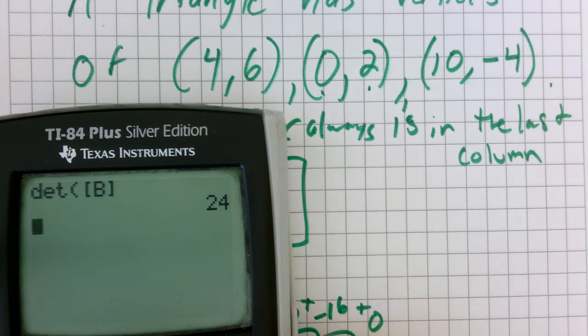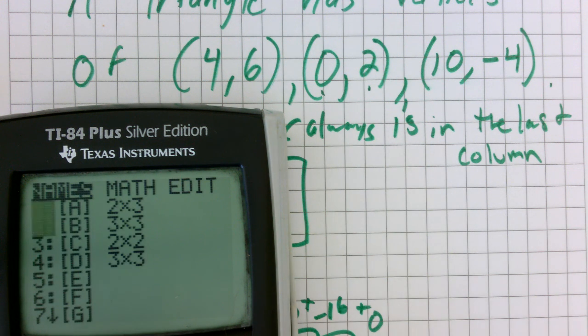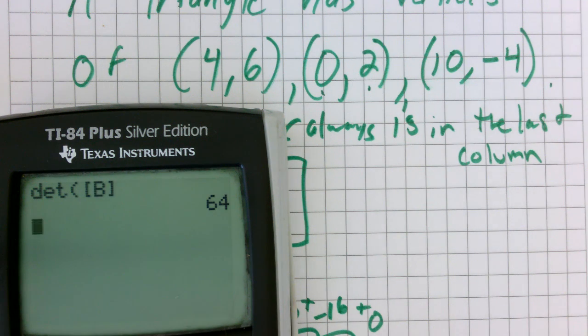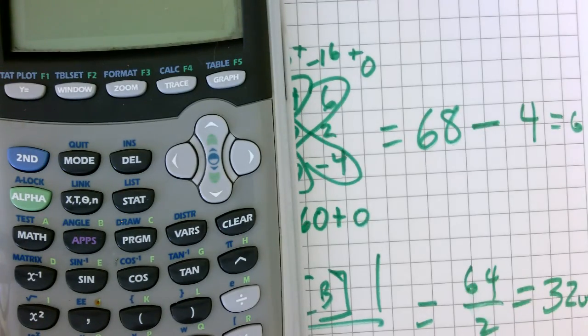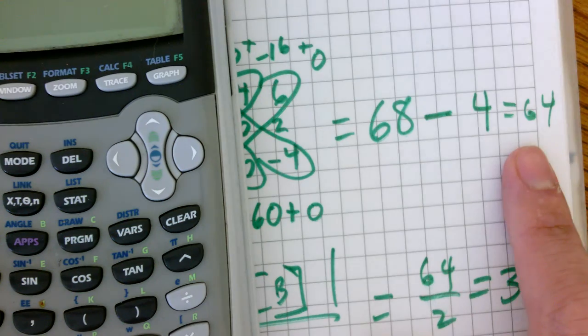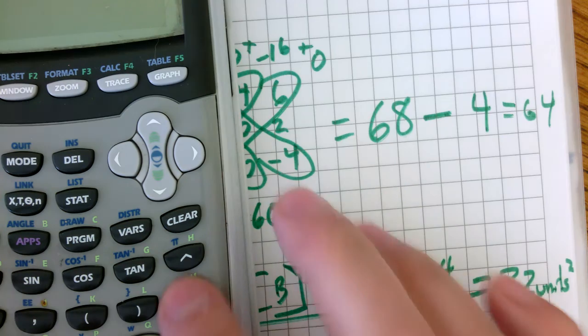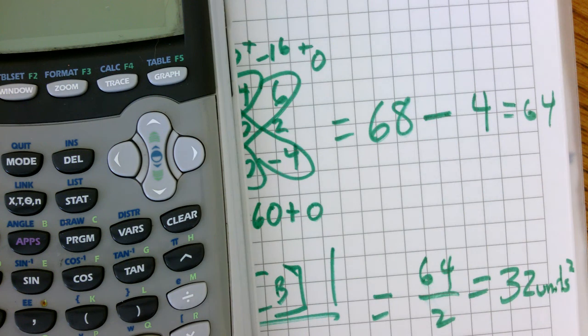Now, let's go back here. I'm just going to select matrix B. No, let's do it again. Second, matrix, math, determinant, and then select matrix B. And you get 64, like we got, if you remember, right there. Then we divide it by 2 to get the area, and it's 32 square units.